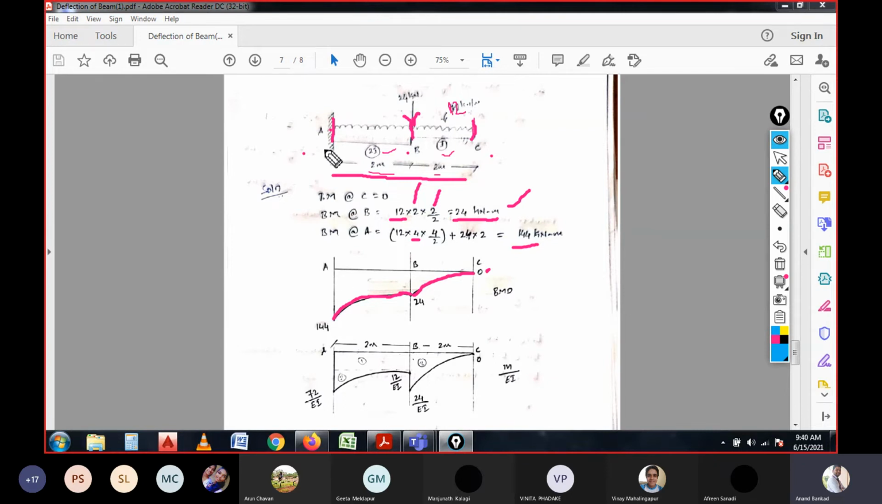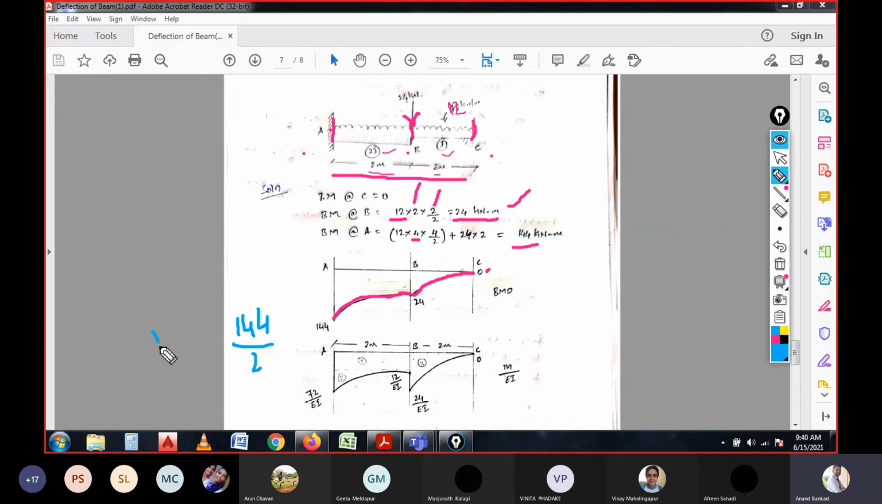At A, for the A span we have 2I, correct? So 144 is the total moment. So 144 by EI. E is 1 and I is 2 times I, right? So if you divide 144 by 2, it will be 72 by EI.